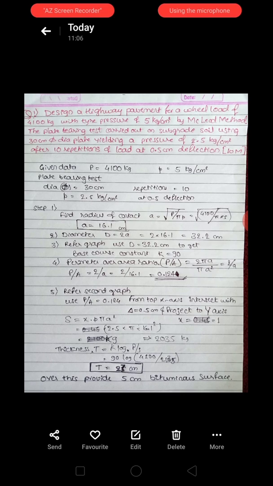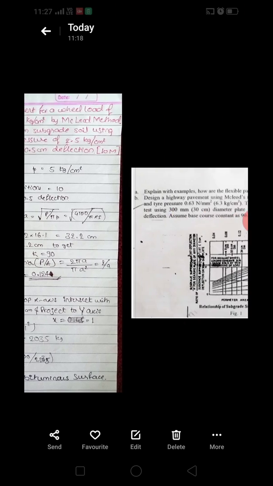So very simple steps. You can try this problem, the second, which they asked it for 6 marks, 10 CV 833, that is VTU question paper problem.